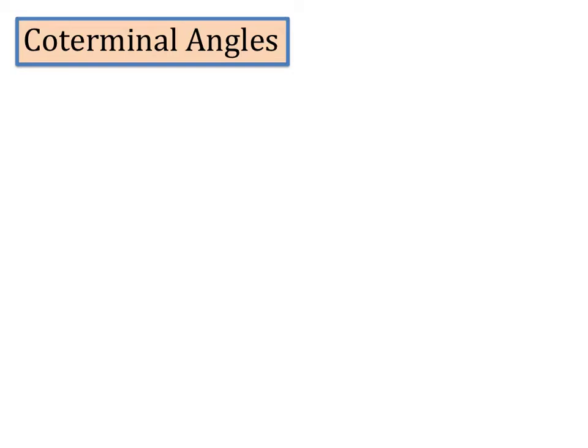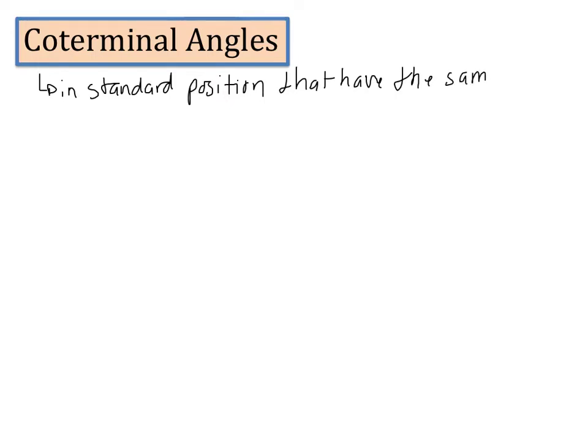The next concept we want to go over is coterminal angles. Coterminal angles are angles in standard position that have the same terminal side. So you can have 2 coterminal angles, 3 coterminal angles, but they're basically angles that end in the same location. They have the same terminal side.